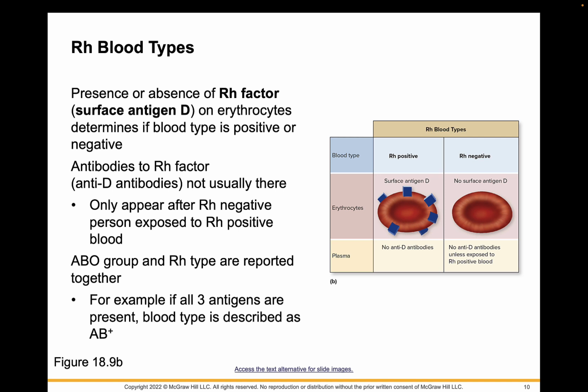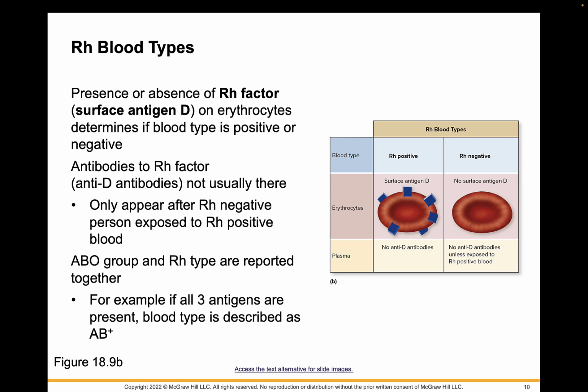Now, there is another antigen known as the Rh factor, now known as surface antigen D, and this is what determines if the blood type is positive or negative. Now, one thing to keep in mind here is generally you will not have antibodies to Rh. And the only way to get anti-Rh is to somehow be exposed to Rh positive blood.